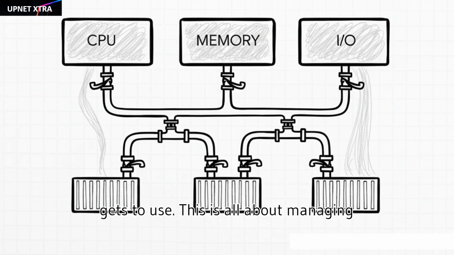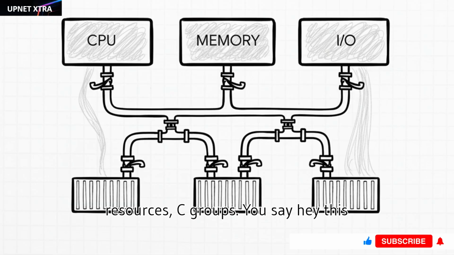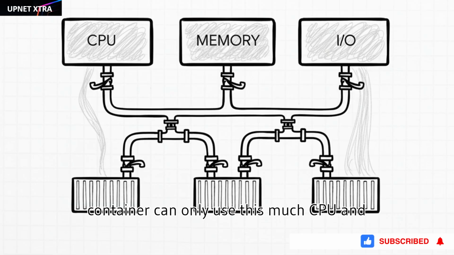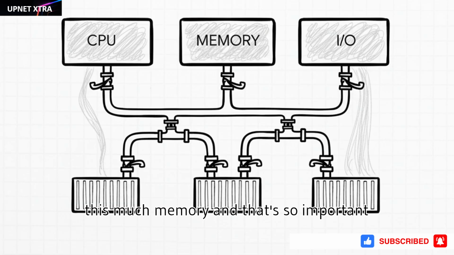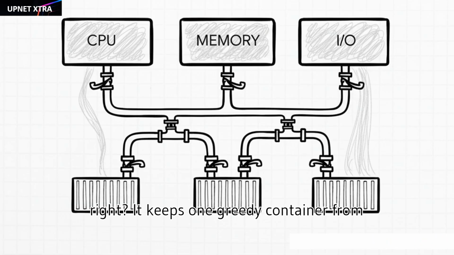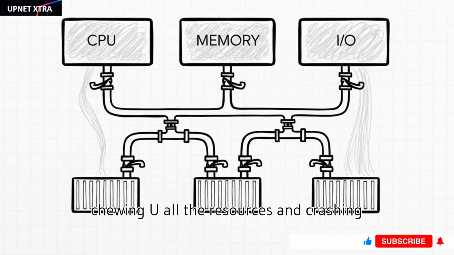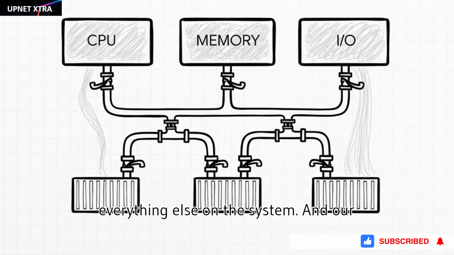This is all about managing resources. C groups let you say, hey, this container can only use this much CPU and this much memory. And that's so important, right? It keeps one greedy container from chewing up all the resources and crashing everything else on the system.